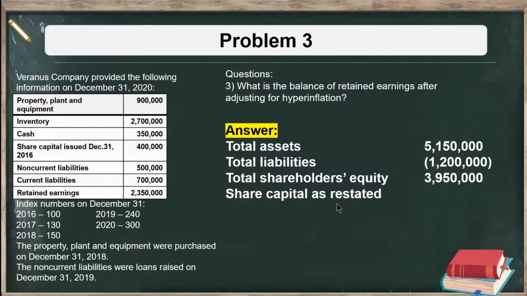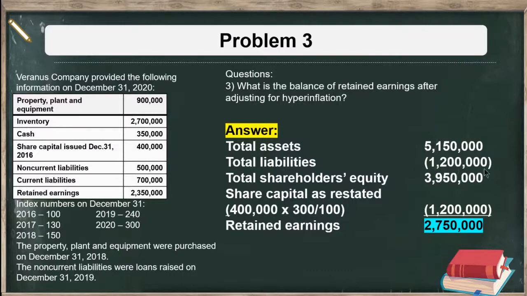Then we compute the share capital as restated. How do we restate the share capital? That would be 400,000 times 300 over 100. This is our share capital, and we multiply by the current price index 300 over the historical price index. How do we know it is 100? Because the shares were issued in 2016, and in 2016 the price index is 100. So 400,000 times 300 over 100 is 1,200,000. Then the difference between 3,950,000 and 1,200,000 is 2,750,000.